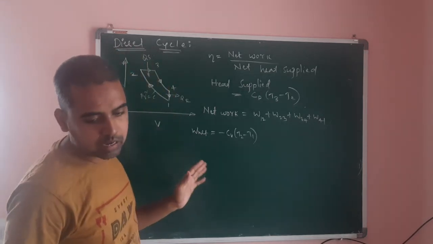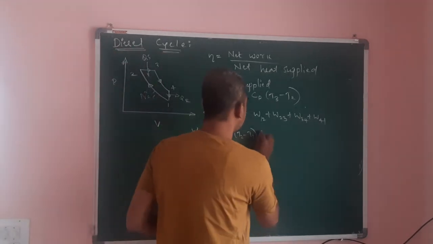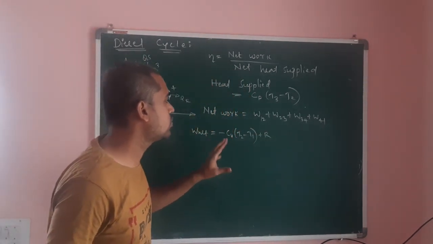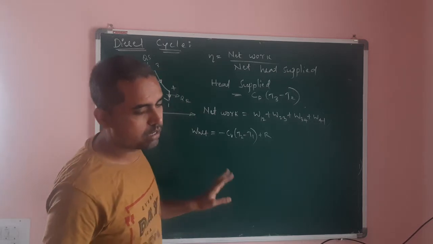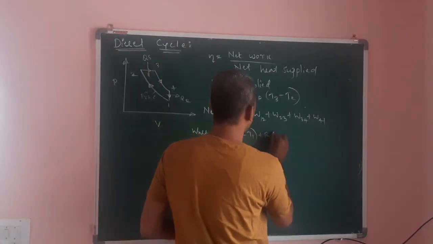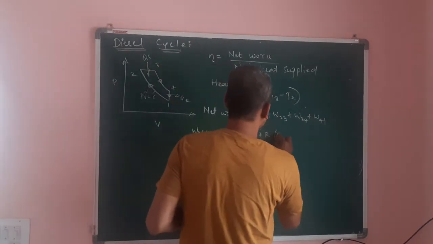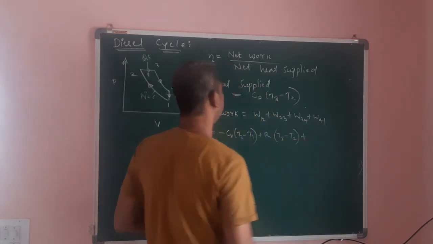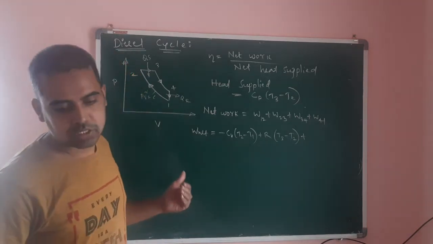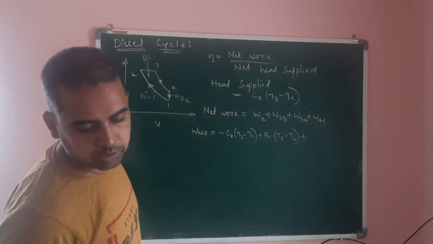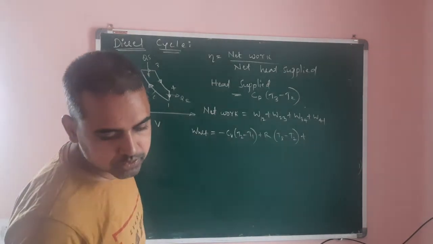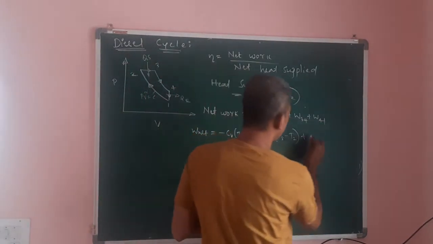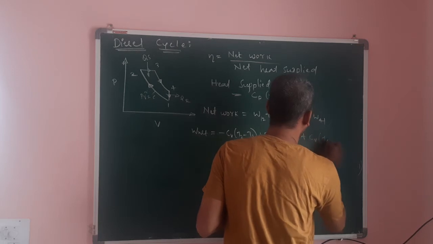Work done equal to R(T3 minus T2) plus R. Why have I taken it as negative? Because it is work done on the system. Work done on the system is taken as negative, R into (T3 minus T2). That is the work done during the process 2 to 3 plus work done during the process 3 to 4. Just now we have written, work done during the process 3 to 4 will be Cv (T3 minus T4).